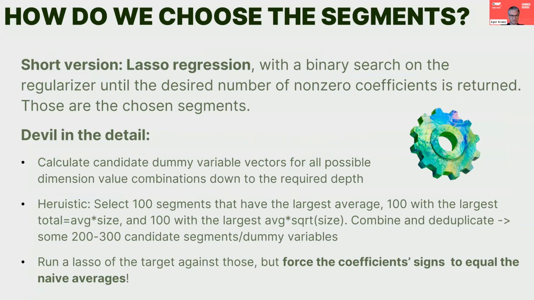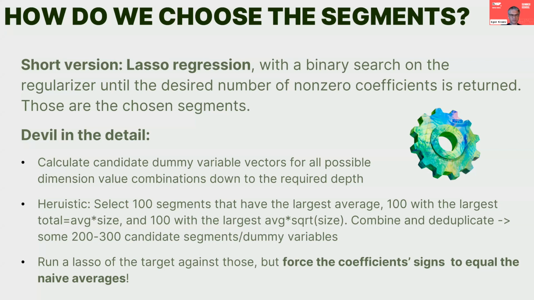So how does it do it? The basic approach is embarrassingly simple. We define a dummy variable for every possible segment that we consider, and then we do a lasso regression, and then we do a simple binary search on the value of the regularizer until we get the desired number of non-zero coefficients. And those dummy variables which end up having non-zero coefficients are the chosen segments. So far, so trivial.